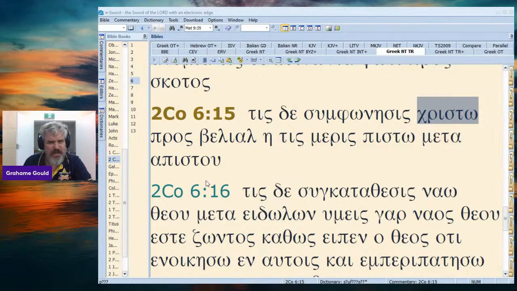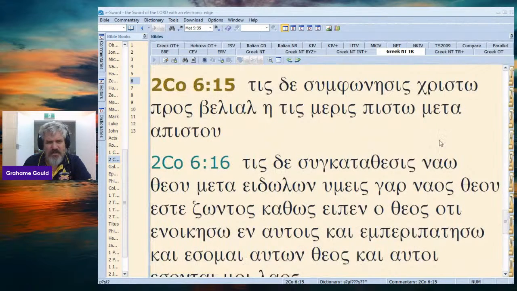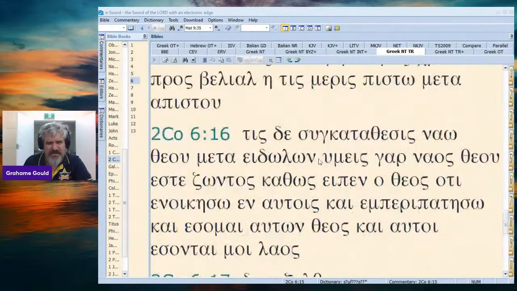Christo, prosbelial, or Belial. Atis meris. Pisto, that's related to faith or faithfulness. Meta apistu, faithless. Believers and unbelievers.